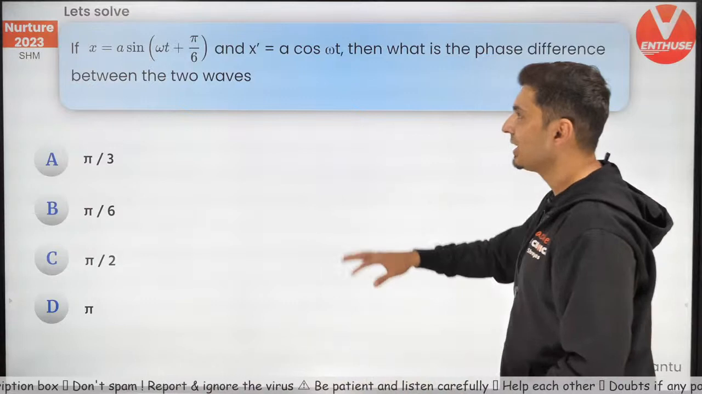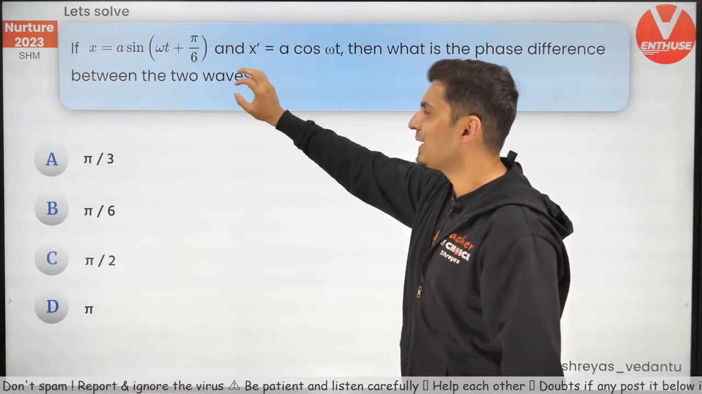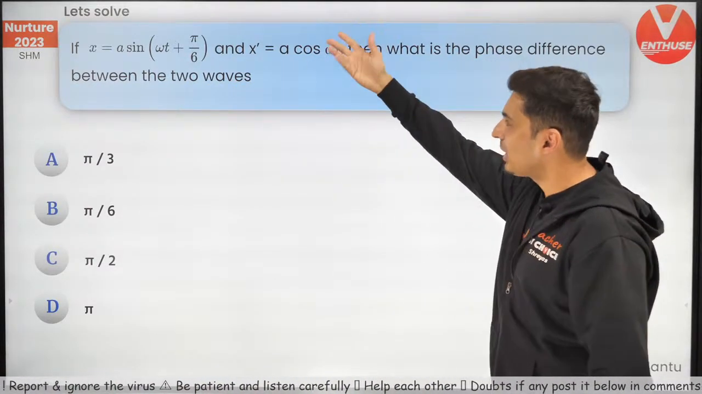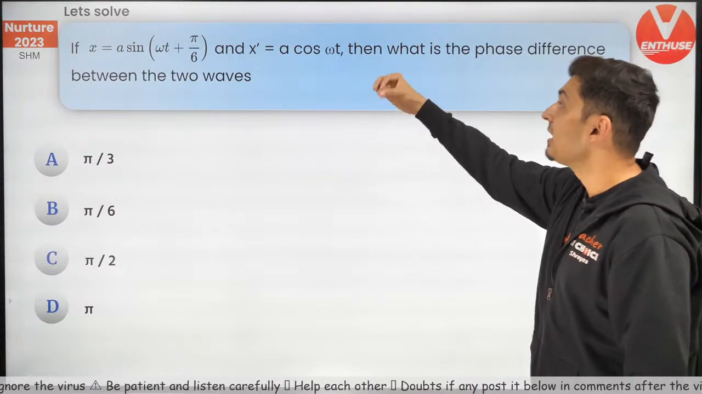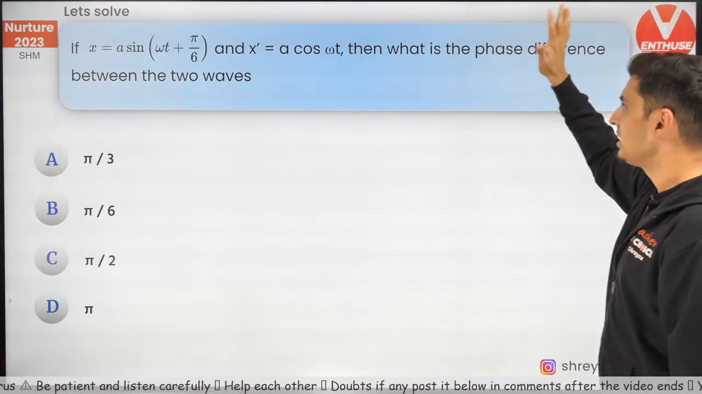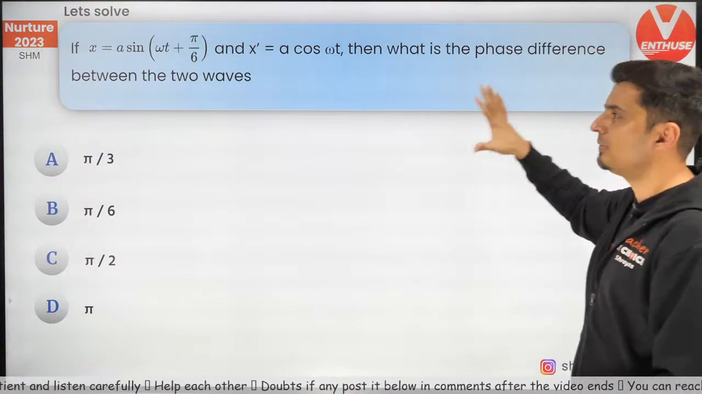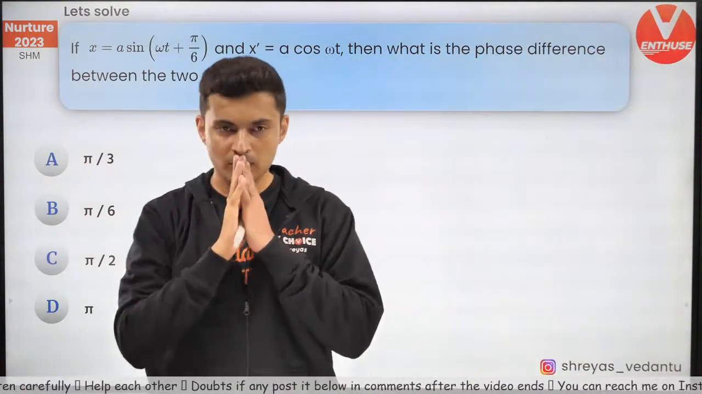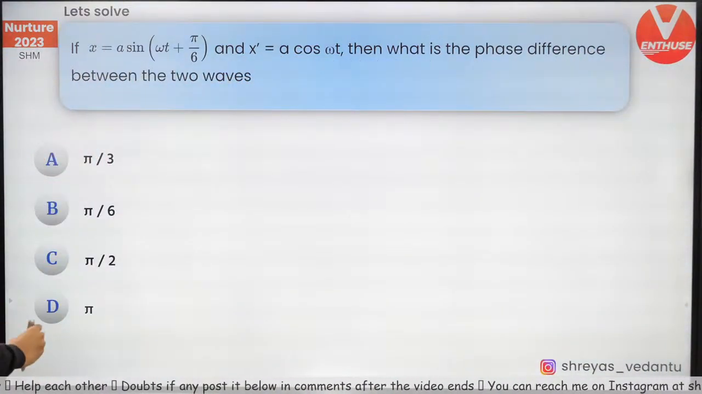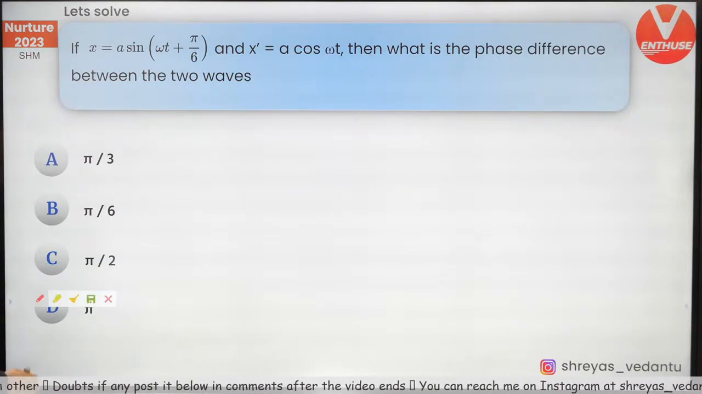Here is your first question. X is A sine omega t plus pi by 6. X prime, meaning some other SHM, is A cos omega t. Then what do you think is the phase difference between the two waves? What do you think is the phase difference between the two waves? Come on, let's try to figure this out.